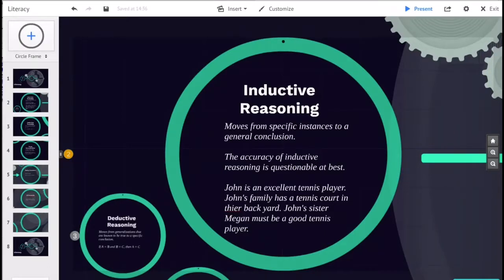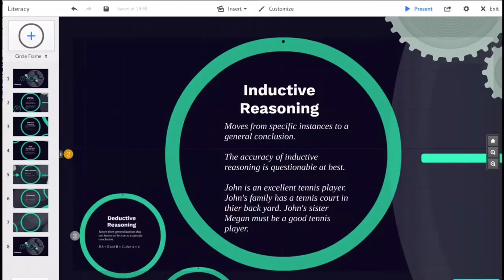The accuracy of inductive reasoning is really questionable at best, as we can see from a couple of examples. Here we have John is an excellent tennis player. John's family has a tennis court in their backyard. John's sister Megan must be a good tennis player. So those two things, John and Megan's tennis, are correlated, but they're not necessarily causation, right? So it's not a fact that Megan's a good tennis player. We don't know that from the information given.